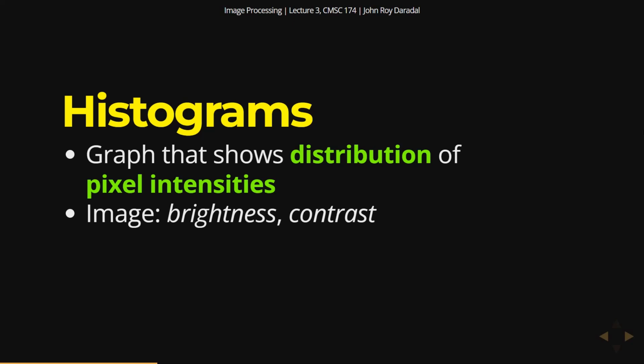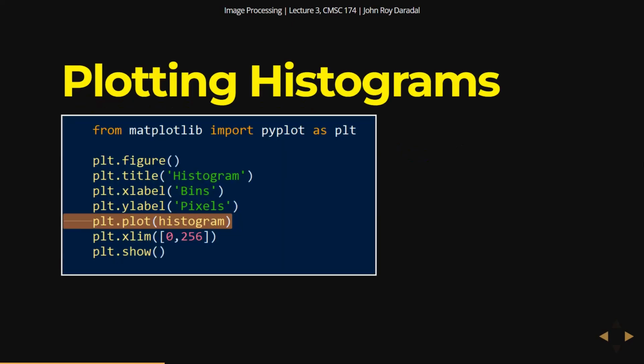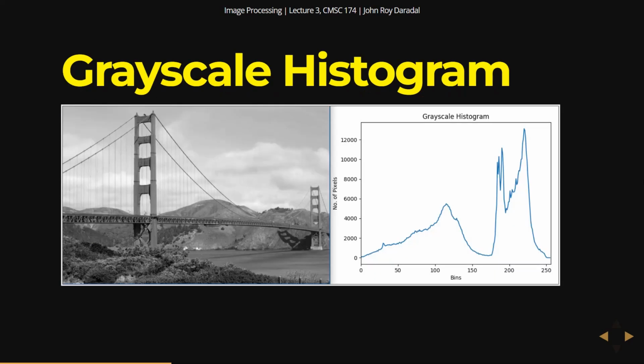Let's say it's pure black, then the graph will show everything at the zero marker. But if it has high contrast, so there are dark pixels and bright pixels, then there would be peaks at different areas. To calculate the histogram of an image, we use cv2.calcHist, which stands for calculate histogram. Then to plot the histogram, we will use matplotlib. We will plot the histogram using this piece of code, and basically it looks like this.